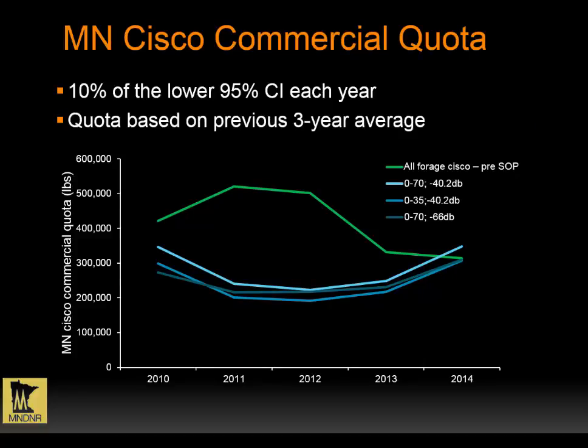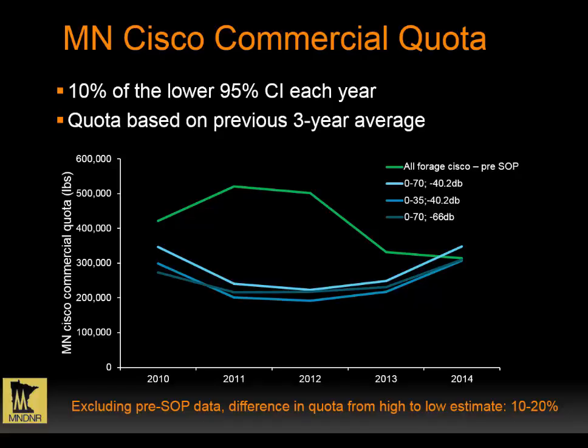Well, Minnesota sets its quota by taking 10% of the lower 95% confidence interval for each year, and then taking an average of that from the previous 3 years. So this is what the quotas would look like from 2010 through 2014. Again, you can see this pre-SOP method is a little bit of an outlier, and there's pretty good agreement between the 3 SOP methods, but even at that, the difference between the high estimate and the low estimate ranges from about 10 to 20% each year, which isn't insignificant when you're going to a commercial fishing group and talking about potentially harvesting 20% more fish.